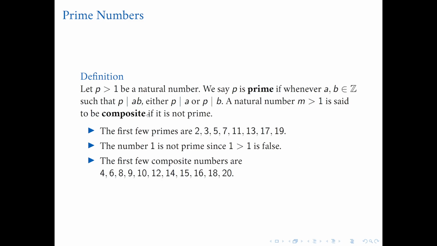All right, let's get into it. So this is our definition of a prime number. A prime number is a number p which is bigger than one, and it's a natural number. It satisfies the following condition: whenever p divides a product of integers, it divides one of the integers in the product.